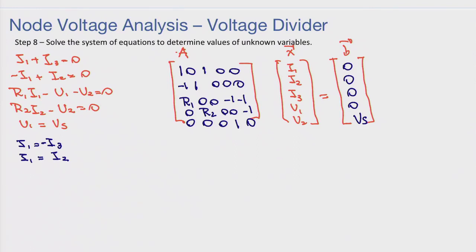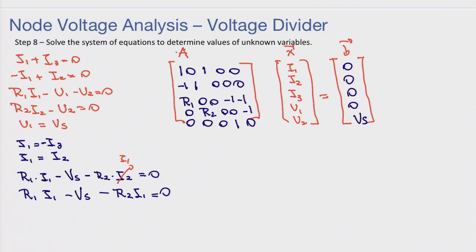Then if I take equation 3 and I want to solve for I1, I can say R1 times I1 minus U1. Do I know what U1 is? U1 is Vs. Minus U2. What's U2? If I substitute here, U2 is R2 times I2, equals 0. But I know that I1 equals I2, so because I'm solving for I1, this can be rewritten as R1 I1 minus Vs minus R2 I1 equals 0.